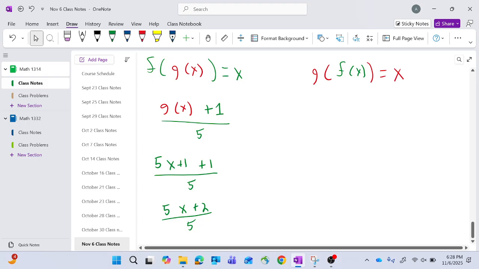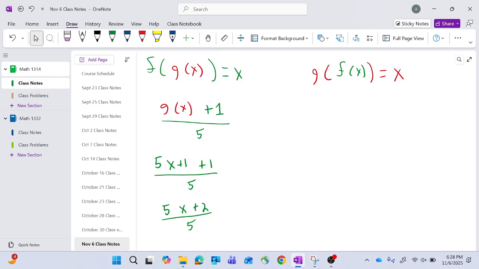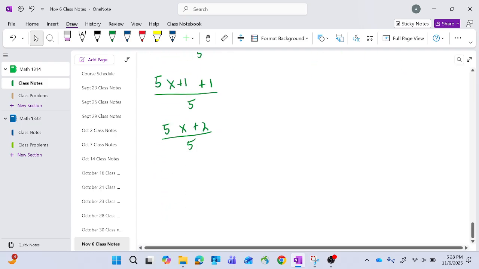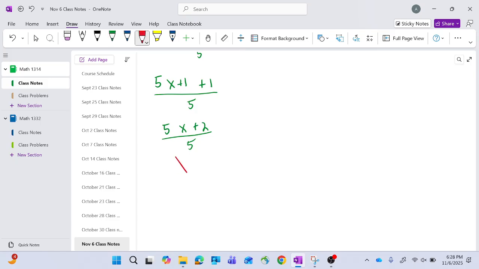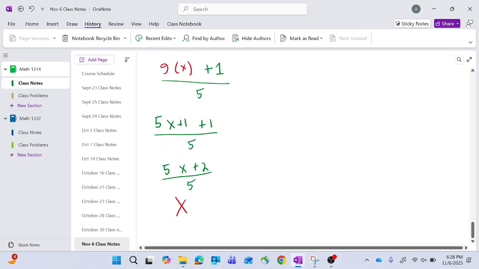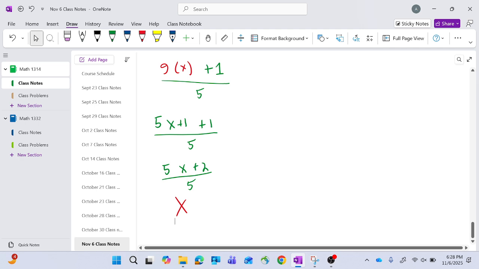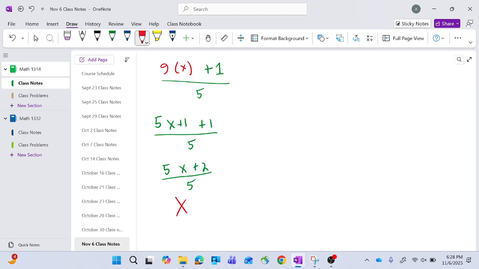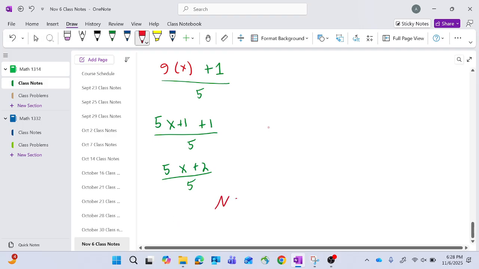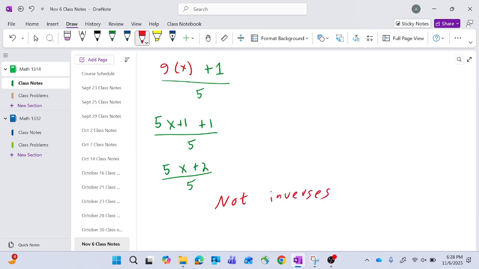We can't really simplify this anymore from here, and that's not x, right? Because it's not x, this doesn't work, which means we don't need to check the other side. If it doesn't work for one side, you don't need to check the other, because both need to equal x for them to be inverses. So these are not inverses. If one doesn't work, who cares about the other side? It's not going to be an inverse.